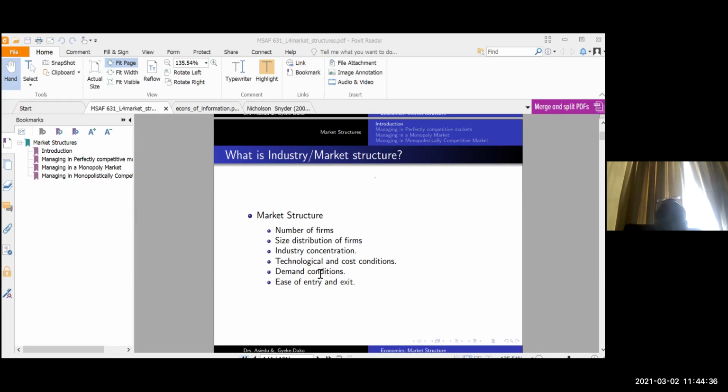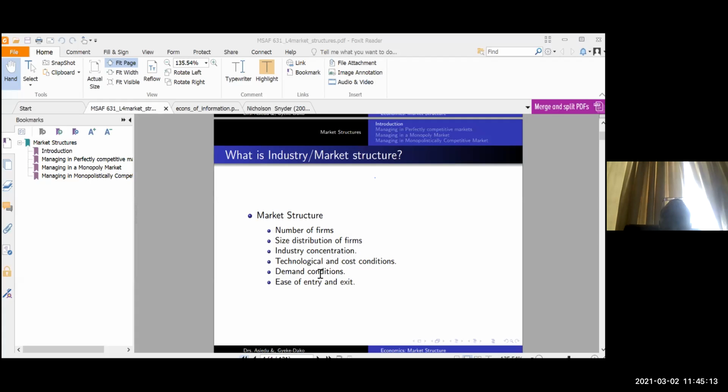Technological and cost conditions. What type of technologies do you need in those industries or markets? Certain markets, you need very expensive technologies to be relevant. If you use very archaic technologies, you cannot survive the market competition. Okay, so do you have to go to China to get these machines? Can you go to, I don't know, Kumasi Magazine to get people to design a machine for you, or Accra Kokompe or something? What is the technological requirement for this market?